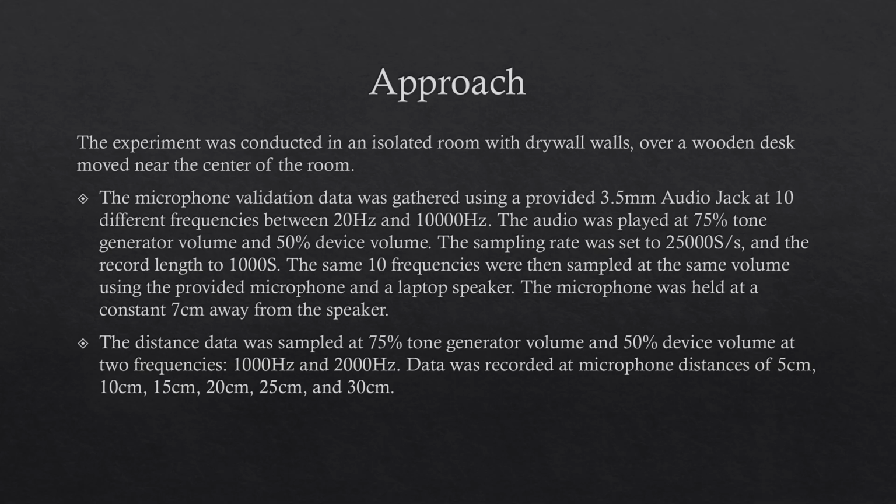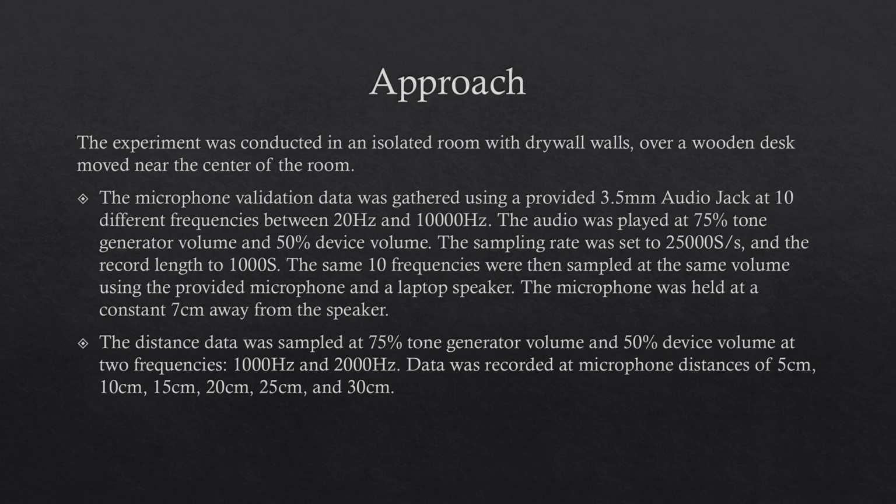Both portions of the lab, the microphone validation and individual experiment, were conducted in an isolated room over a wooden desk moved near the center of the room. The microphone validation data was gathered using the provided 3.5mm audio jack and an online tone generator that played sine wave tones at 10 different frequencies between 20 Hz and 10,000 Hz. The tone generator volume was set to 75% and the device volume to 50%. The sampling rate was set to 25,000 samples per second and the record length to 1,000 samples. This data was also used as the control data for the individual experiment portion of the lab.